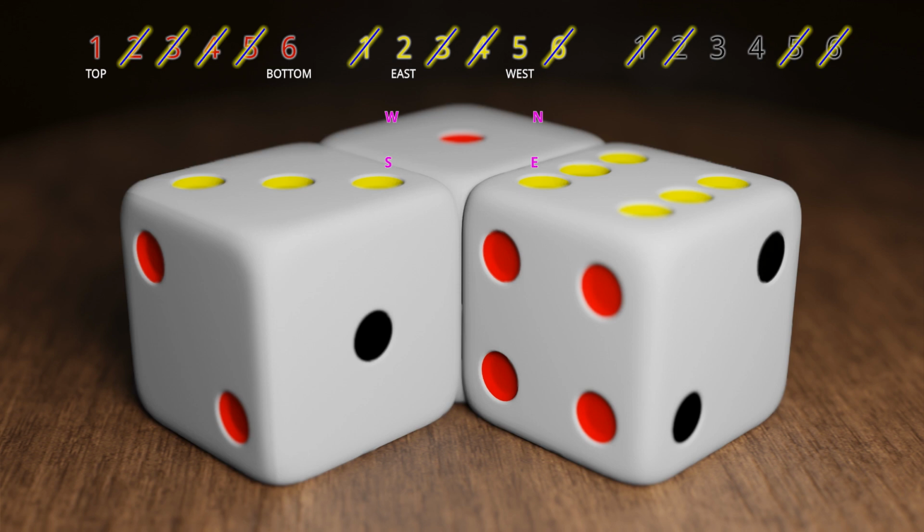We also know that the opposite side, the west side of our back die, must be a yellow 5. Now we know that the north and south sides of our back die are the black 3 and 4, but which one is which?